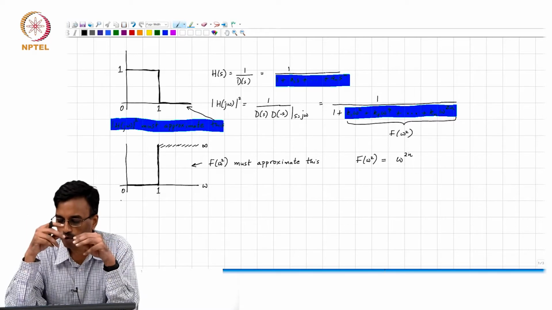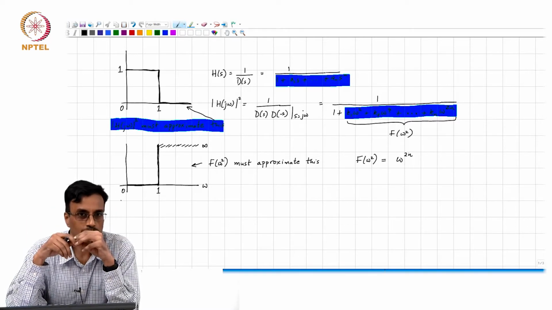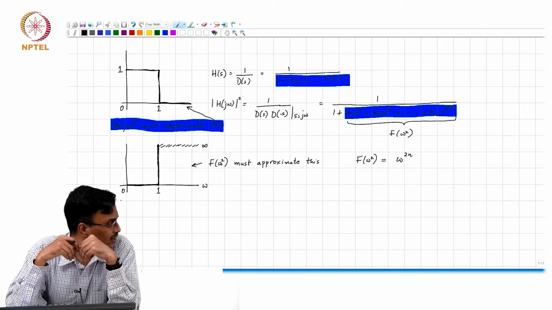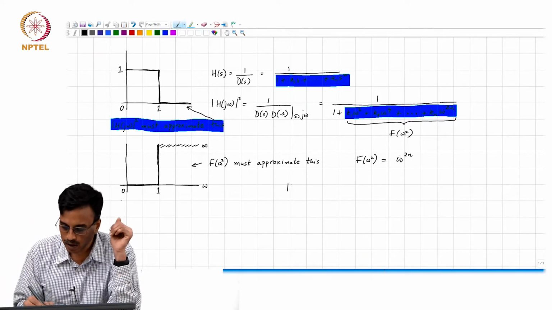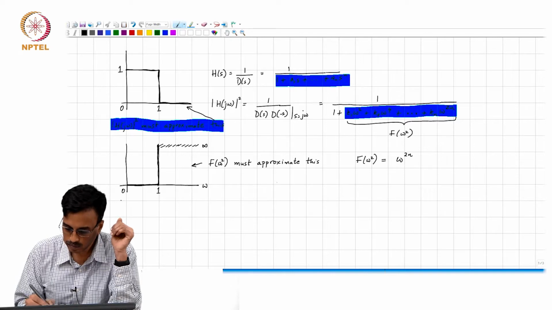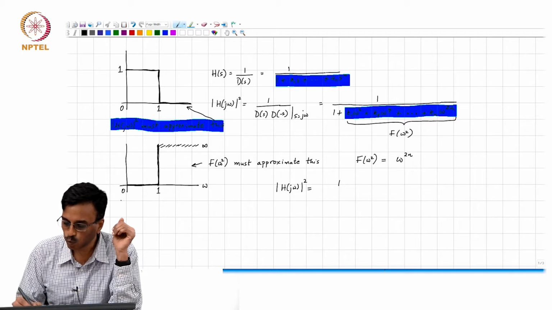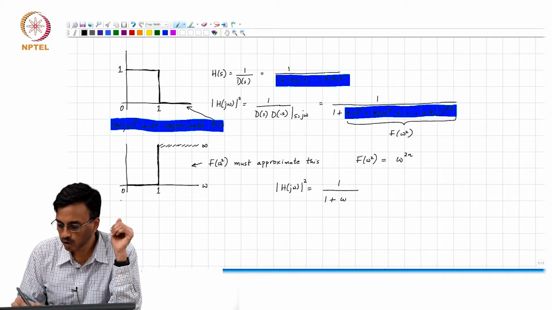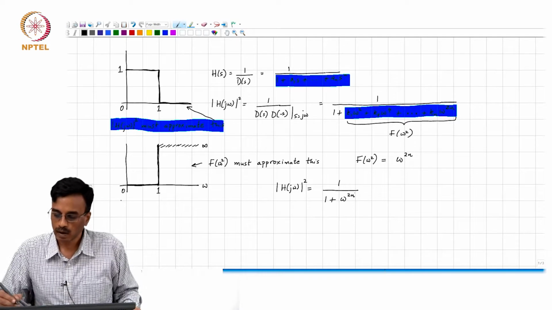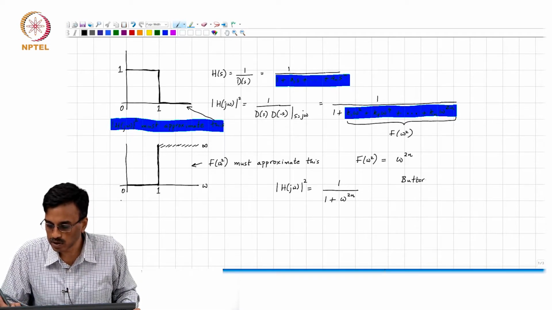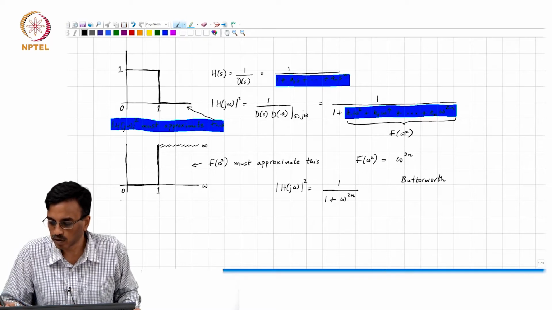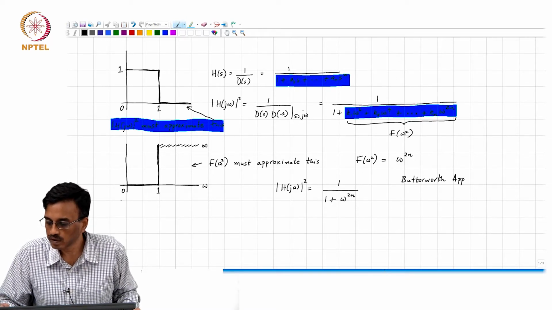They said f of omega squared is omega to the 2n, and this will give us a magnitude response where mod of H of j omega whole squared is 1 over 1 plus omega to the 2n. And this approximation is what is called the maximally flat or the Butterworth approximation, and such filters are called Butterworth filters.